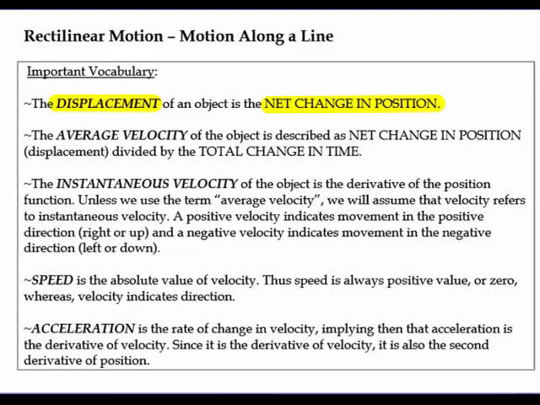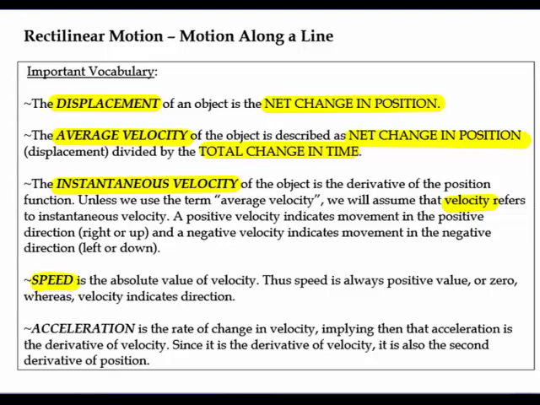The other thing you need to know about is average velocity. Average velocity is the net change in position divided by the total change in time. Your instantaneous velocity is your instantaneous rate of change. It's the derivative of the position function. So unless we use the term average velocity, we can always assume that the word just velocity refers to instantaneous velocity. Positive velocity indicates movement in the positive direction, which is right and up. Negative velocity means left or down.